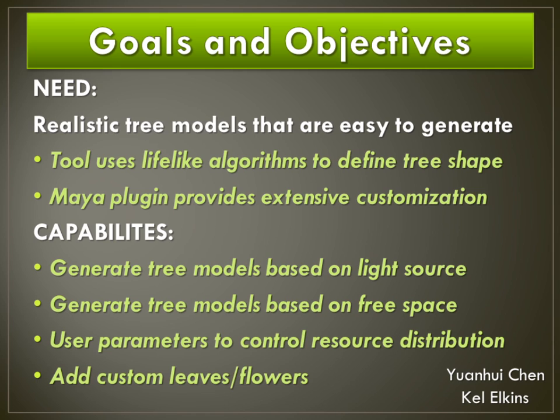The plugin allows users to generate tree models using two different methods, shadow propagation and space colonization. Users can also control how these collected resources are then distributed among branches to control the overall tree shape and growth patterns. Additionally, users can add custom leaf and flower models that will be distributed appropriately around the tree mesh.